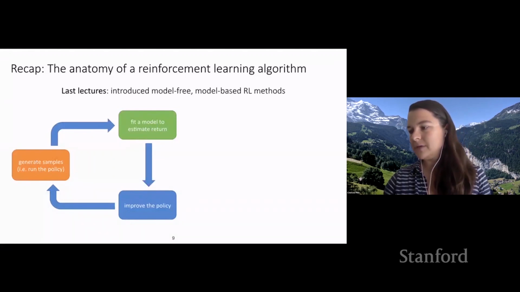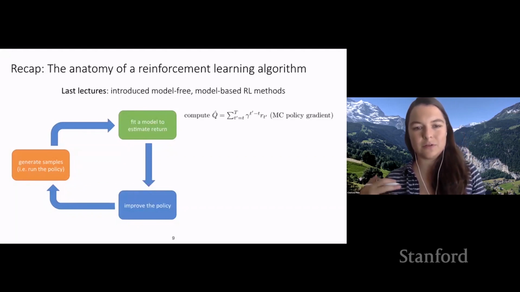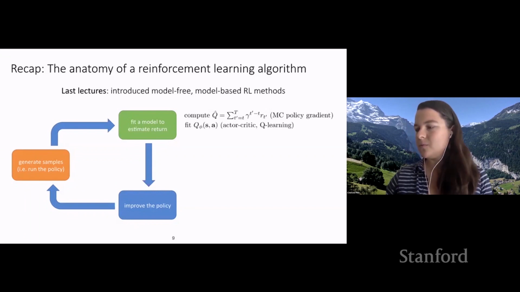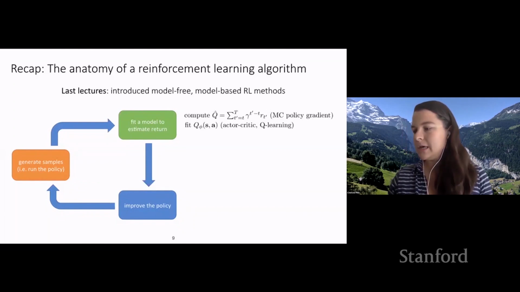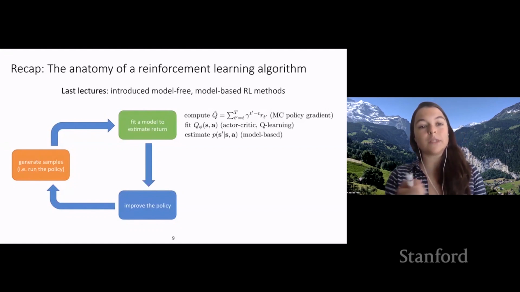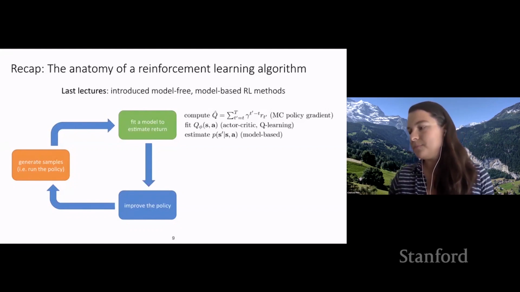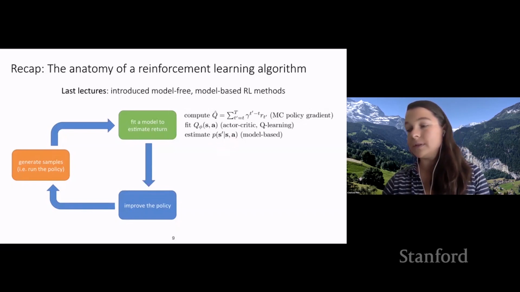For this box right here, there are a few different ways that you can estimate the return. One is to use Monte Carlo rollouts of the policy. One is to fit a model that predicts the cumulative returns. And a third is to fit a model of the one-step dynamics, which can also give you an estimate of the return if you accumulate the rollouts using this one-step model.